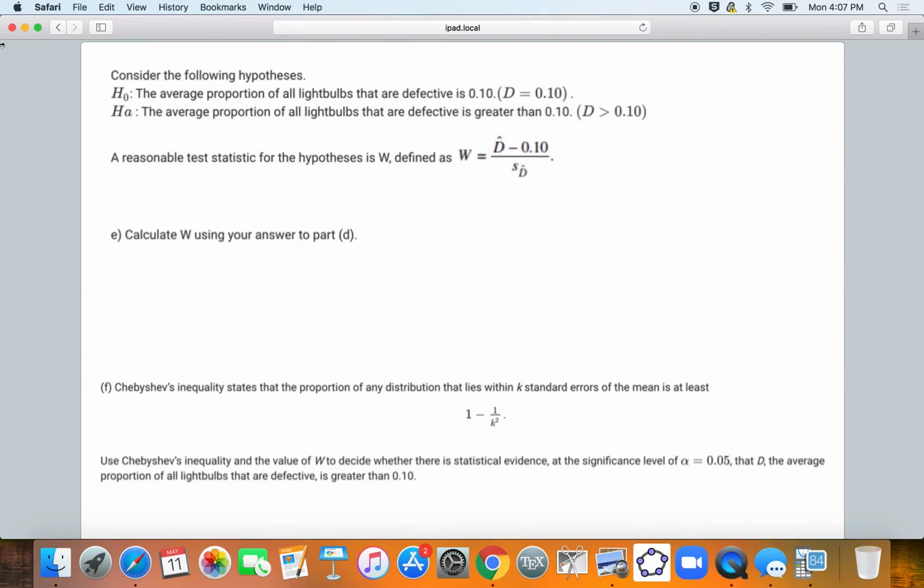So our W is our D hat value, which was 0.185, so 0.185 minus 0.10 divided by our standard error, which is 0.0134. So throwing that into the calculator, we end up with a test statistic of 6.34.